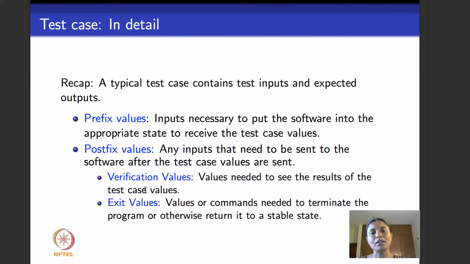Postfix values in turn are bifurcated into 2 kinds of categories: verification values and exit values. What are verification values? Verification values basically tell you that an exception has occurred, this test case has passed or it has failed, and it is a value that clearly tells you what is the result of test case execution. And what are exit values? Exit values are basically values or pieces of code that are needed to make sure that after the test case is executed, the code appropriately finishes its execution fully and exits so as to retain and reveal the error state if there was any present during execution.